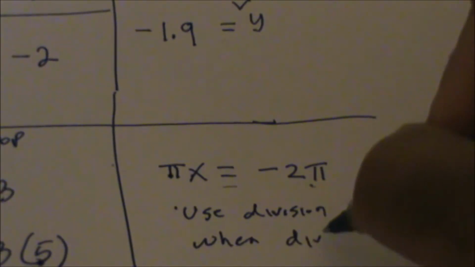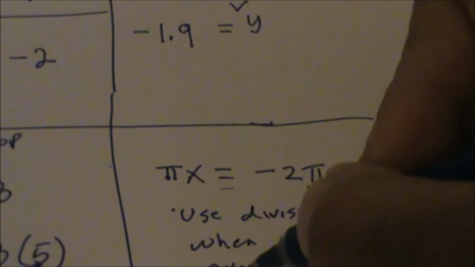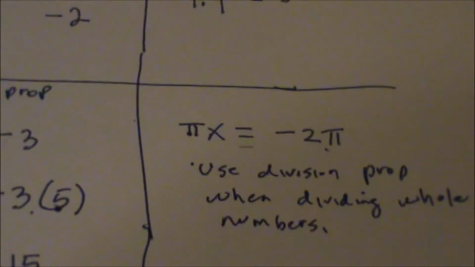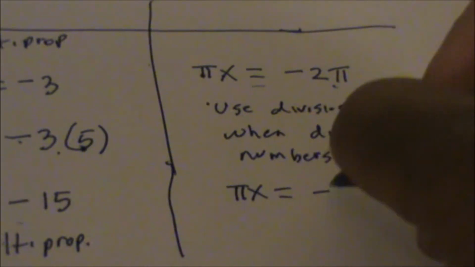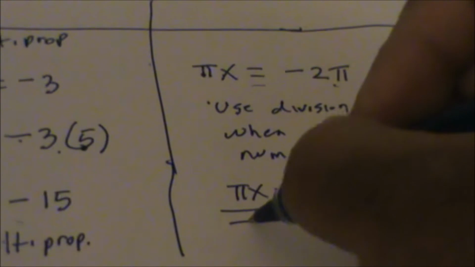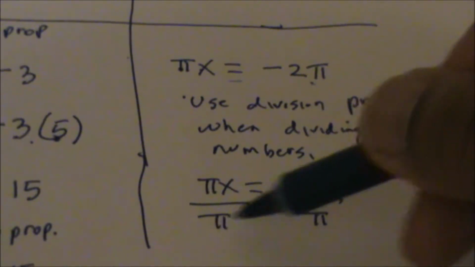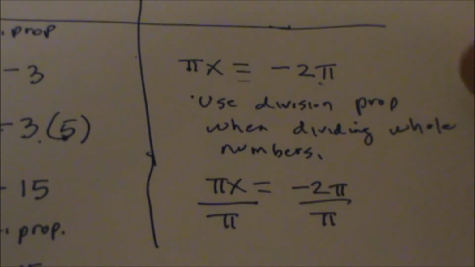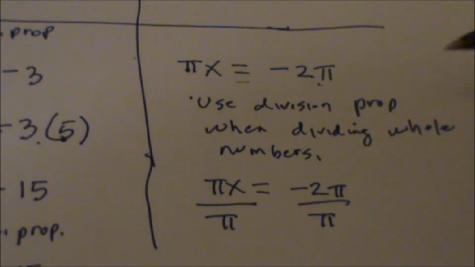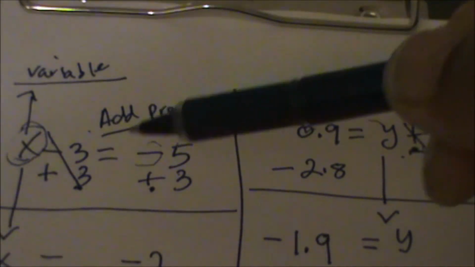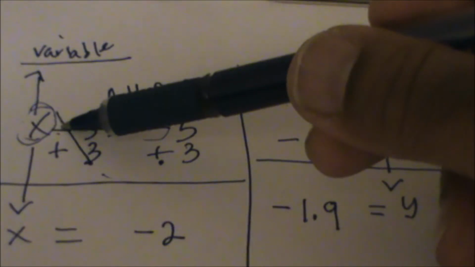When dividing whole numbers, that's if the whole number is in front of the variable, like so. Pi x equals -2 pi. Divide by pi on both sides. Notice I use the same sign. It's all positive. So in multiplication and division, use the same signs when you perform the operations. But notice when you use addition and subtraction, opposite signs. Plus, minus. Minus, plus.